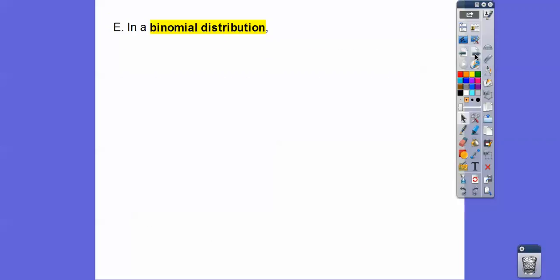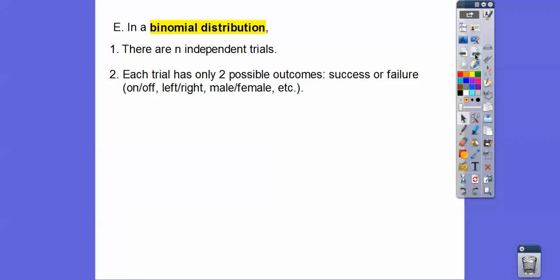Okay, in a binomial distribution, there are n independent trials. Remember, bi means 2. So each trial only has 2 possible outcomes, whether it's success or failure, or on or off, or left or right, or male or female. And they don't have to be 50-50. In fact, most of the time they're not. It could be 40-60 or 30-70, but they have to add up to 100% no matter what.